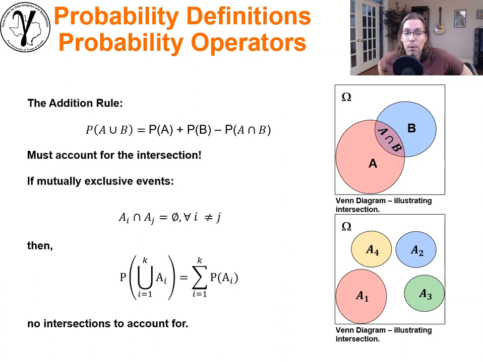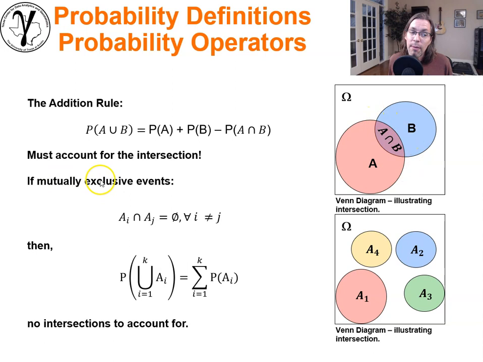All right, so let's talk about another probability operator. Let's talk about the addition rule. And this is a common mistake people make: they forget to subtract the intersection. So this is how the rule goes. The probability of A or B, the union operator, is equal to the probability of A plus the probability of B, and then we have to subtract the intersection of A and B. And so what are we doing here? We take the probability of A plus the probability of B. Now look what happened. We just double counted the intersected area, so we have to subtract it once.